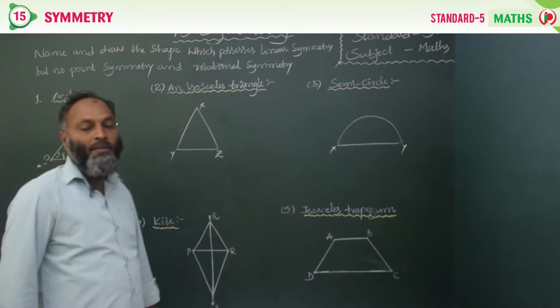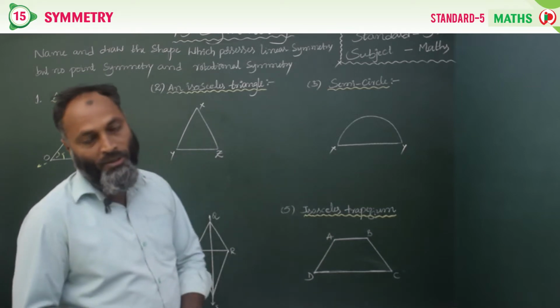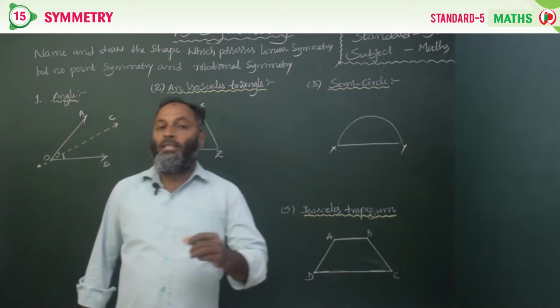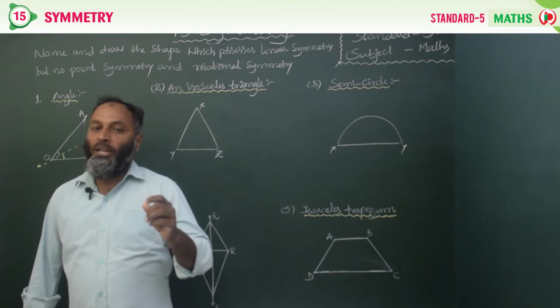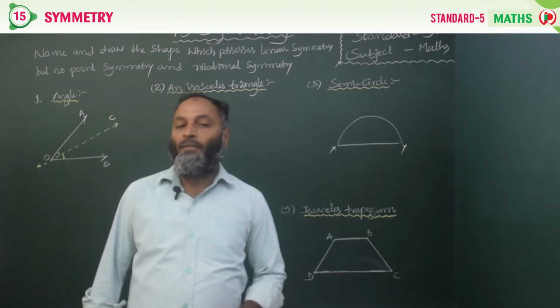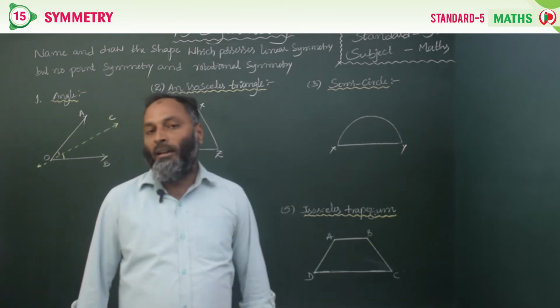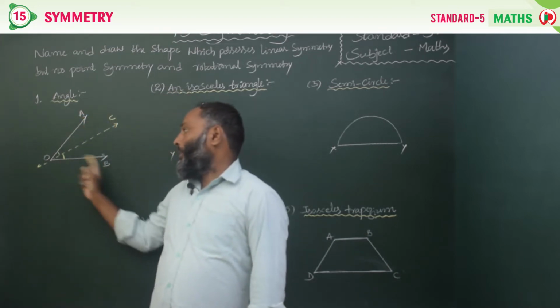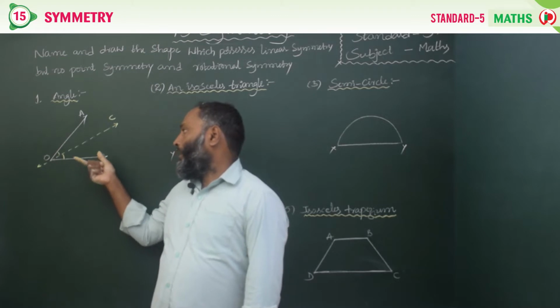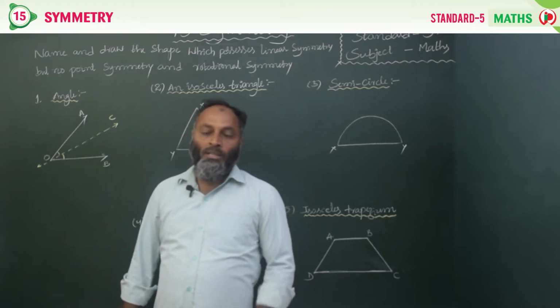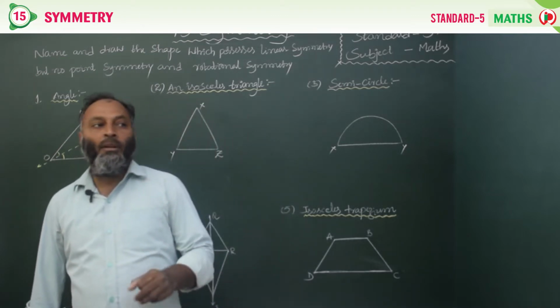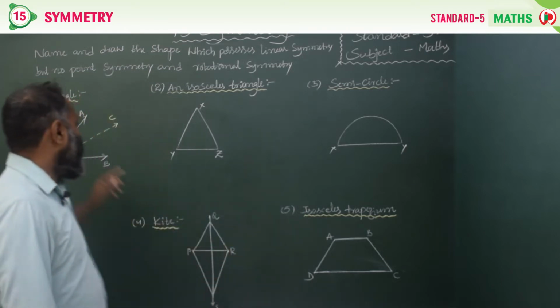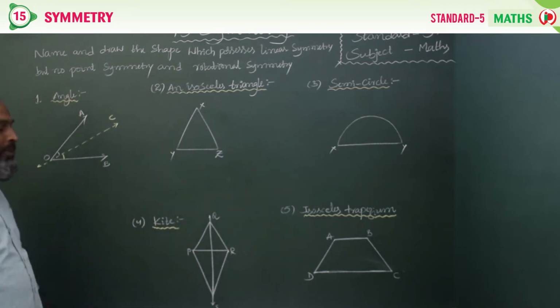Which is the line of symmetry in an angle? The line which bisects the angle into two equal halves is the line of symmetry of a given angle. Here the given angle is AOB, its angular bisector is OC. So this OC is a line of symmetry of this angle AOB. Okay, and here there is no point of symmetry.